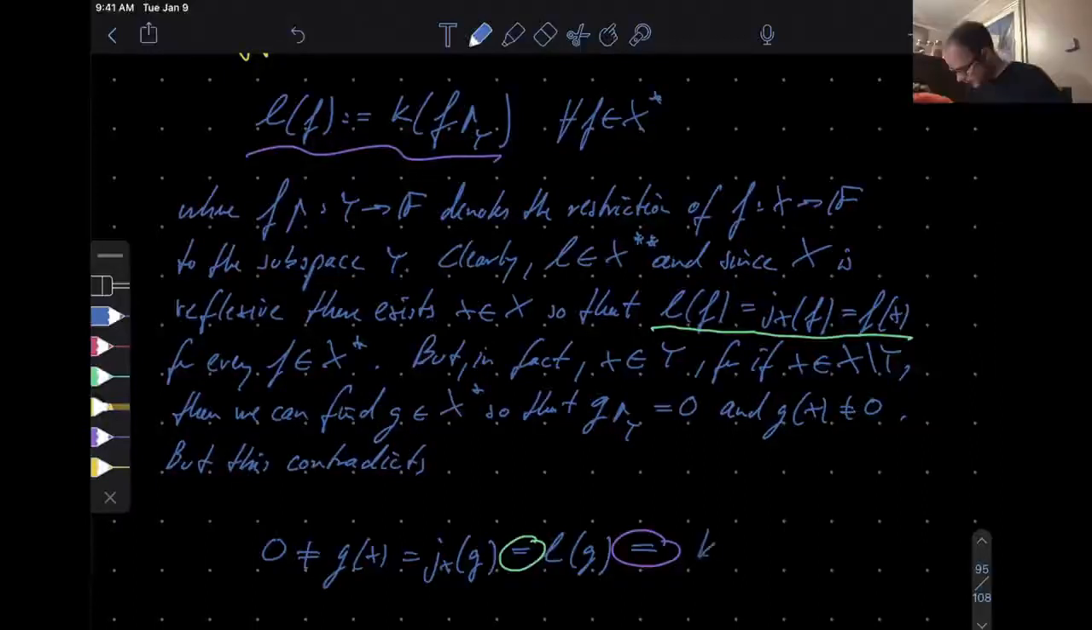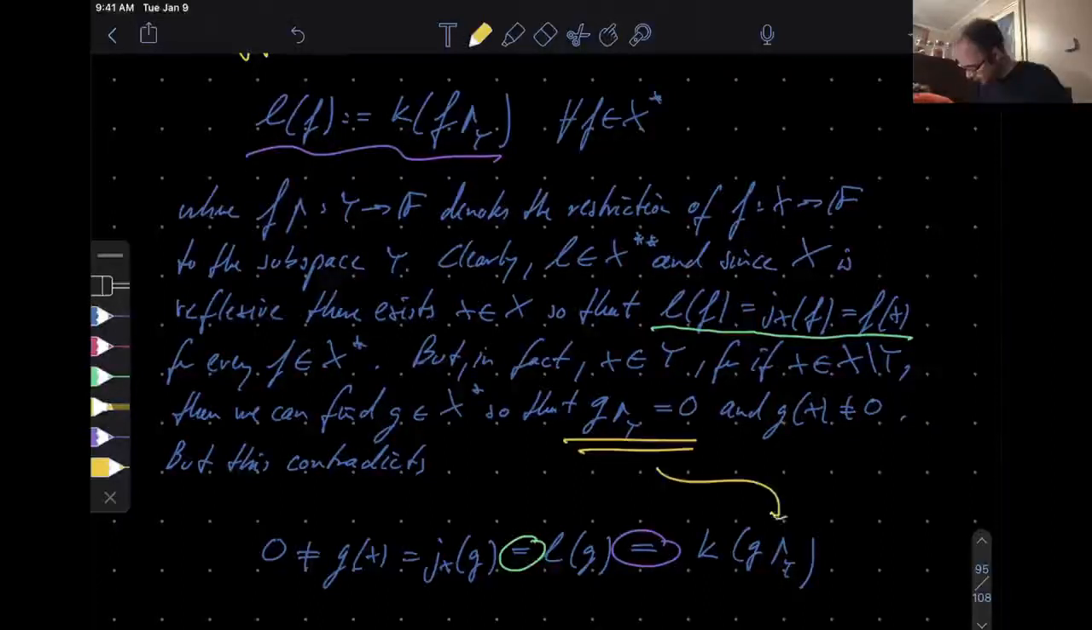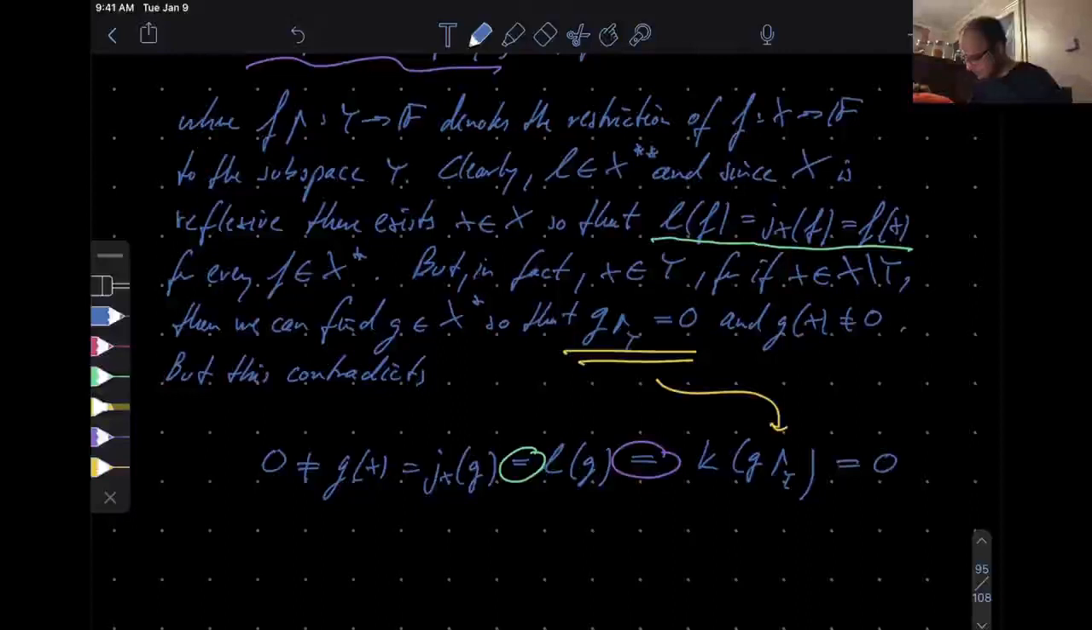This is k of g restricted to y. But g restricted to y is apparently the 0 functional, and since this k is in particular a linear map, it maps 0 to 0, right? So you get the fantastic contradiction that 0 is different from 0. So that's why that element x actually has to be in the subspace y already. Okay, good.